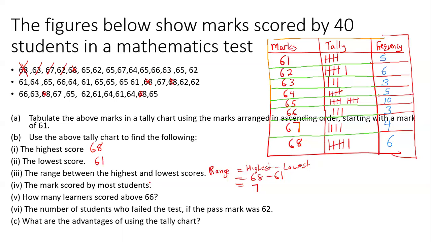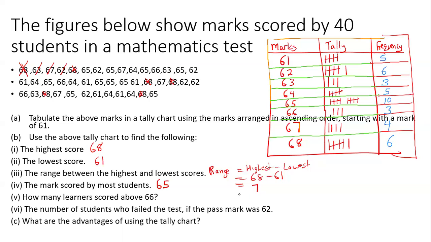Can you also answer part 4? The mark scored by most students. It is 65. And give us the reason why. Because according to frequency, it's the number of times it has appeared. So it has appeared most. That is good. Okay, good.